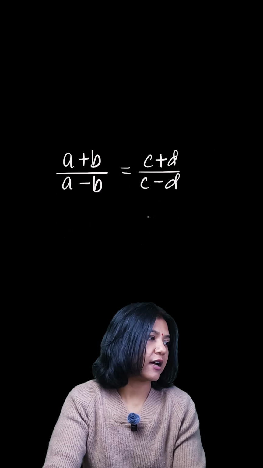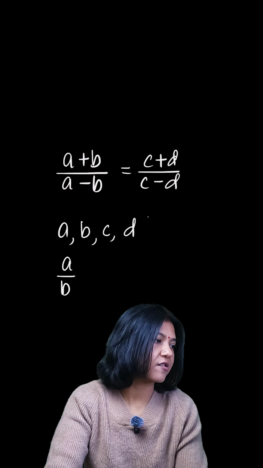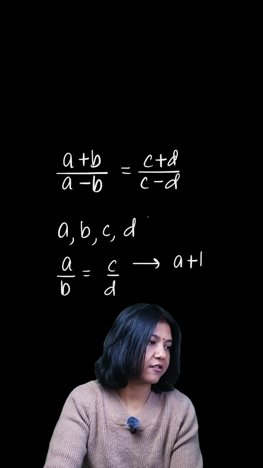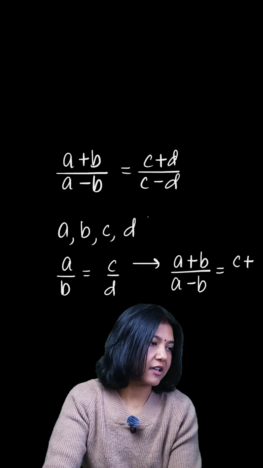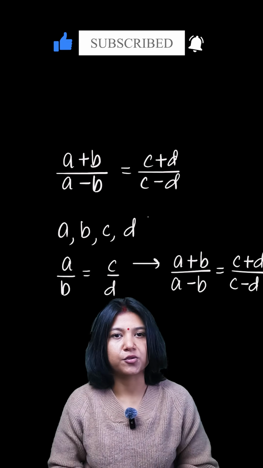What does this mean? If you have a, b, c, d in proportion, that is, if I have a by b equals c by d, then all I can do is take the sum of the numerator and the denominator at the top while the difference at the bottom, and still whatever terms we have will continue to be in proportion. Even if I'm taking the new values, they are still in proportion. That's it.